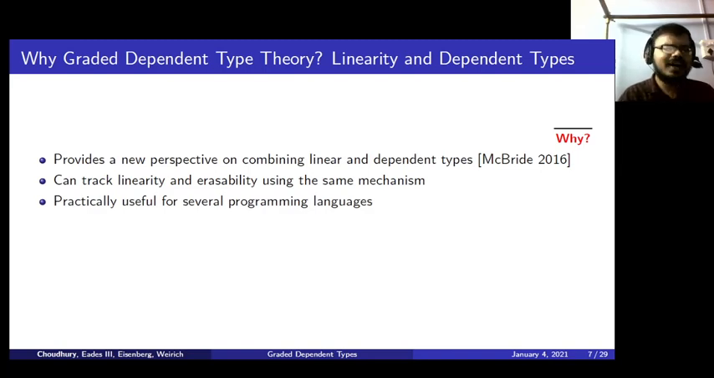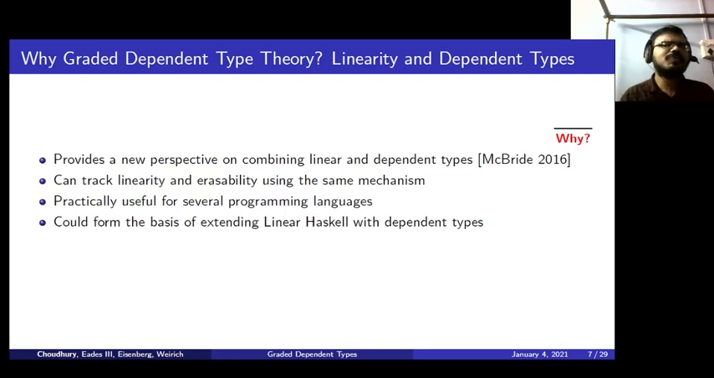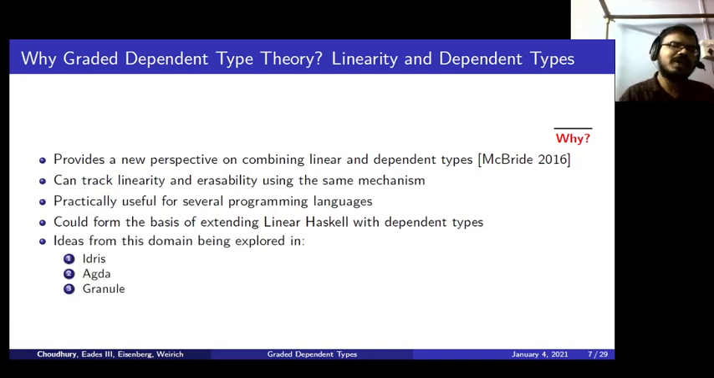This approach is very promising for several programming languages that have or are experimenting with dependent types. One of them is Haskell. It could form the basis of extending linear Haskell with dependent types. Ideas from graded dependent type theory are already being explored in several programming languages like Idris, Agda, Granule, etc.